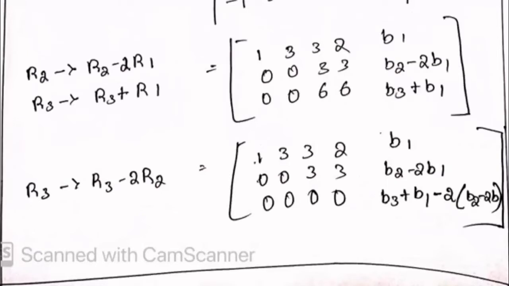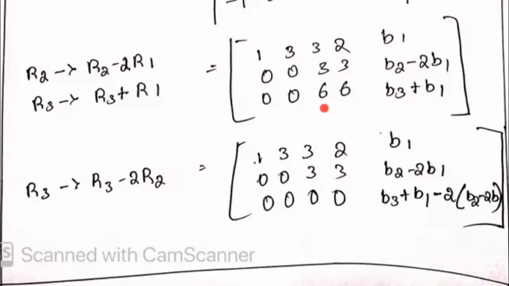So again, what we do here is, one more thing you can do is, in row 2, if you observe, 3 is there. In row 3 you have 6. So what you can do is subtract 2 times row 2 from row 3. So R3 is nothing but R3 minus 2 times R2.